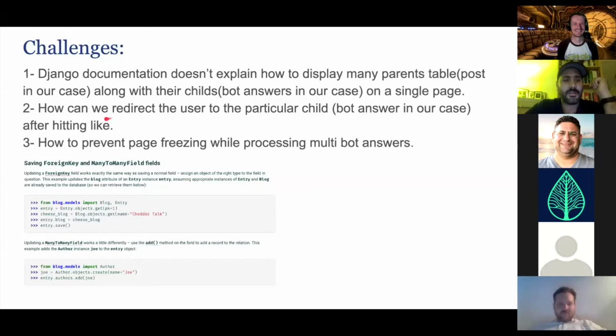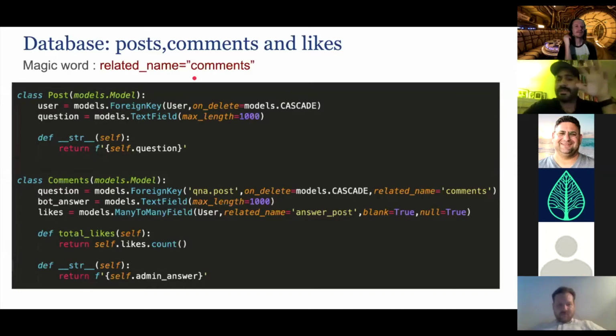Other complex things: how to redirect the user to a particular place or section on the page after doing an action. Another thing that makes it more complex is how to prevent page freezing while processing multi-bot answers. We are taking answers by doing heavy processing using machine learning and data science, so this will freeze the page. So okay, it's very easy.